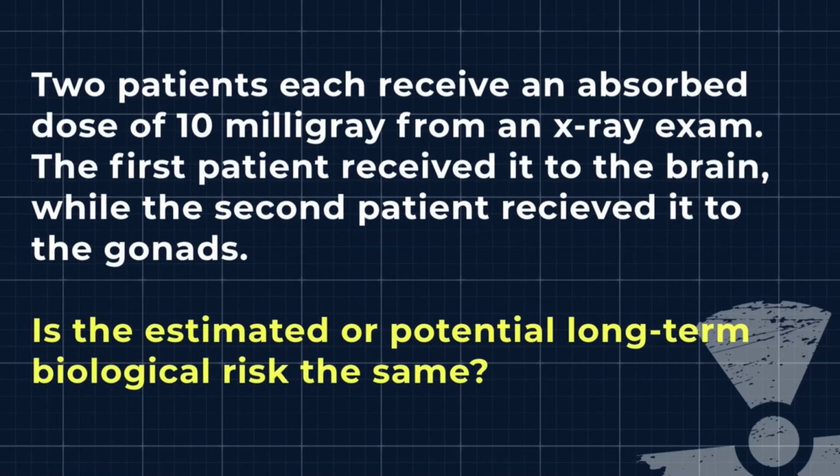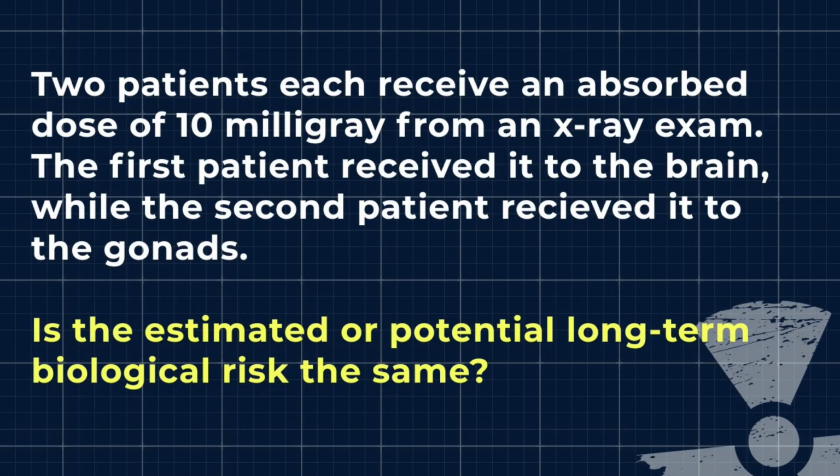Here's a practical example that I think will help. Imagine that two patients each receive an absorbed dose of 10 milligray from an X-ray exam. One receives the dose to the brain, while the other receives the dose to the gonads. The absorbed dose is exactly the same, 10 milligray. The radiation type is the same, diagnostic X-rays. The equivalent dose is also the same, but is the estimated or potential long-term biological risk the same?